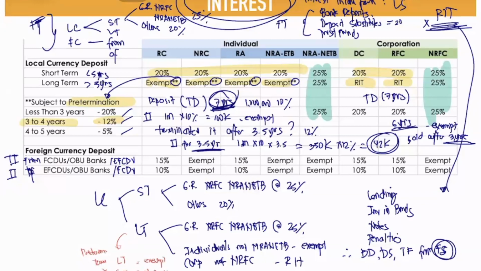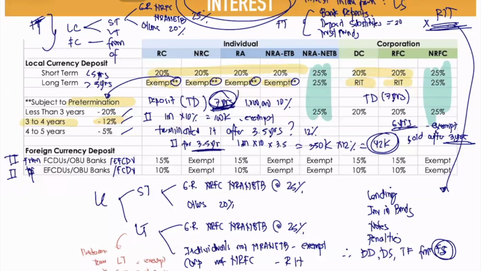What is the rate? 20%, 12%, or 5%. Okay, that is for local currency deposits. So again, for local currency, just determine whether it is short term or long term. For short term, NRFC, NRA, and ETB is still 25%. Long term, NRFC, NRA, and ETB is still at 25%. How about others? Then 20%.